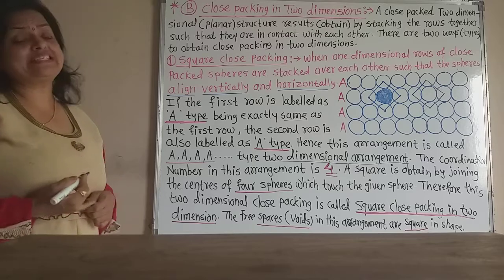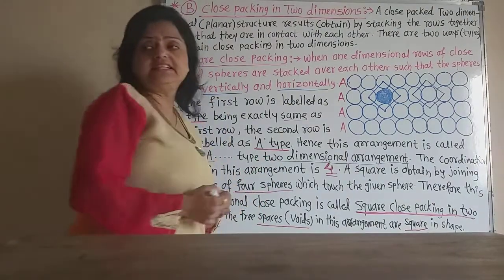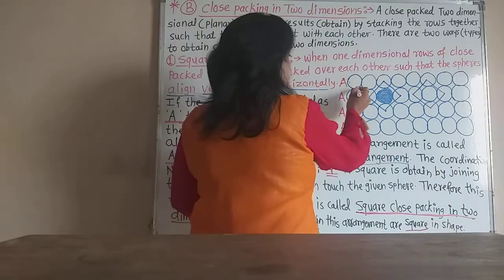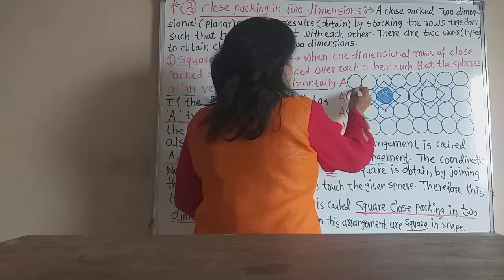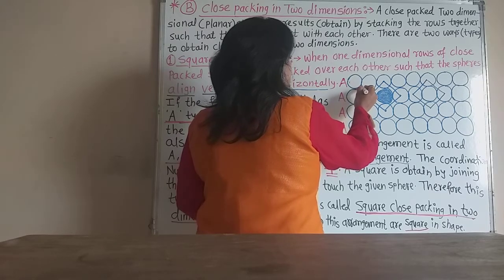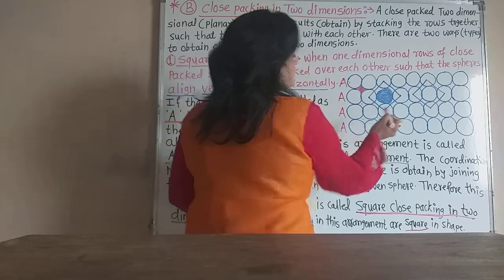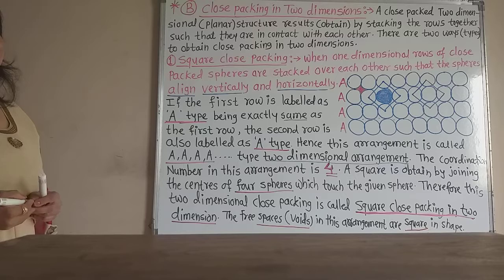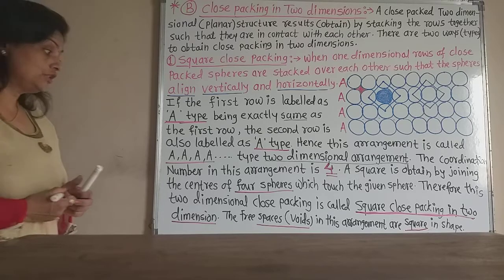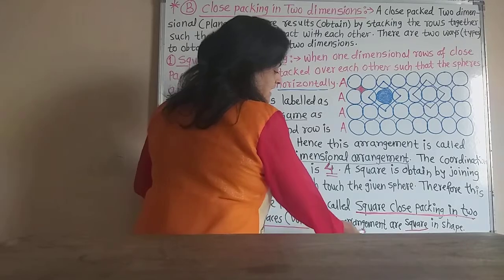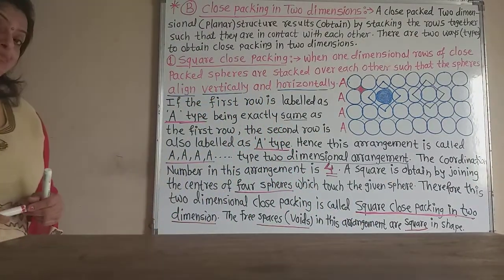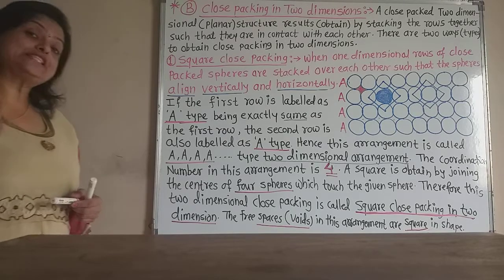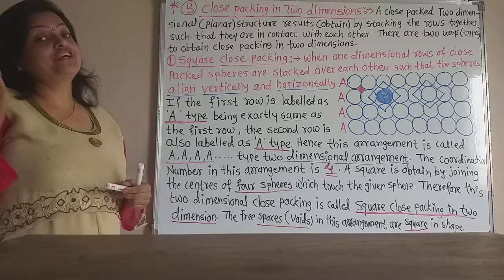Thus, free spaces or voids. Now see this. These are the voids or free spaces. Now this is a void or free space. Again, there are such free spaces, and they are also somewhat square. Their shape is also square. So the free spaces or voids in this arrangement, that is in the square close packing, are in a square shape.